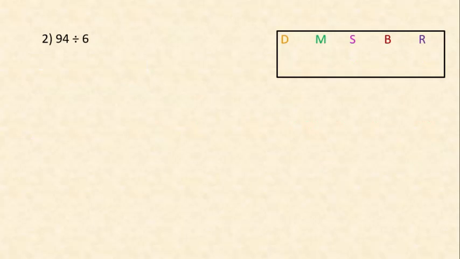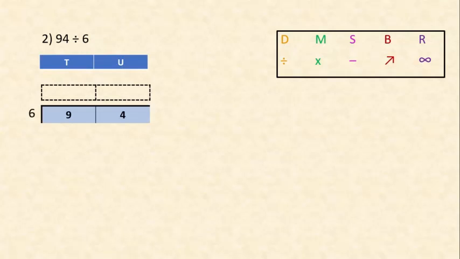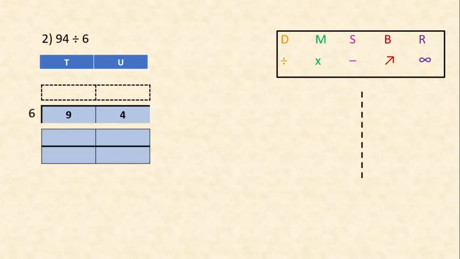Number 2, 94 divided by 6. We will still have divide, multiply, subtract, bring up, and repeat on our block on the right to remind us of the steps. So we'll draw our tens and units column, our dividend 9 in the tens column and 4 in the units, and our divisor on the left, which is 6. So our first step, D for divide. 90 divided by 6 equals 10. Our 1 goes in the tens column.